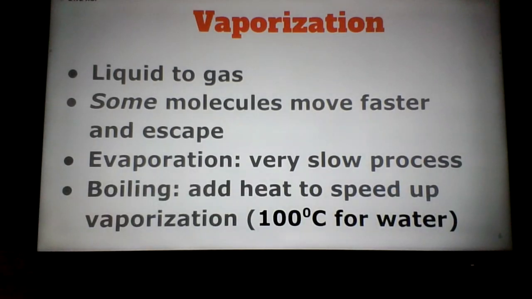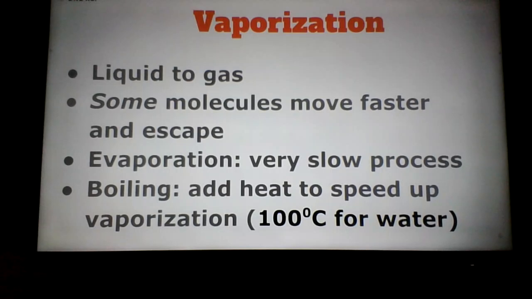Boiling, I said a moment ago, is a process that we do to add a lot more heat in a short amount of time, to speed up vaporization. For water, that's 100 degrees Celsius or 212 degrees Fahrenheit. In science, though, we typically use the Celsius scale because that's metric. And again, boiling is just making vaporization happen much faster.